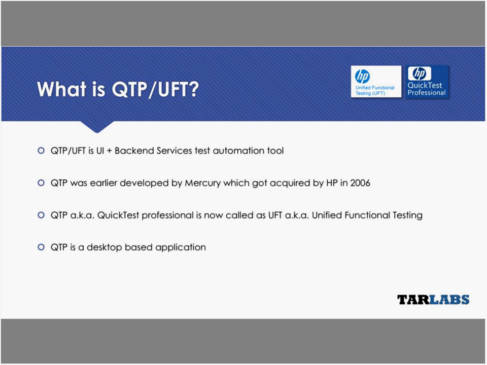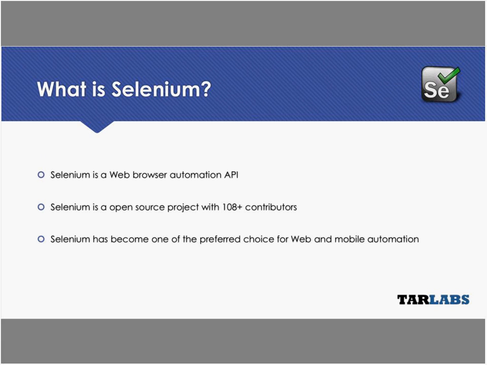Now, what Selenium is. Selenium is a web browser automation API. As you can see, I mention it as an API, not as a tool. QTP itself is a tool wherein you write automation scripts within that tool. Selenium is an API which you have to consume in one of the languages that it supports. So there's a huge difference in terms of the way these two tools are.